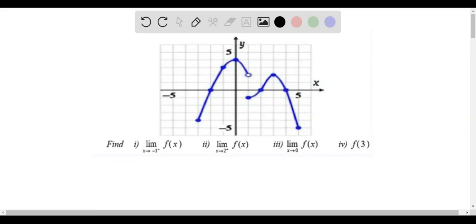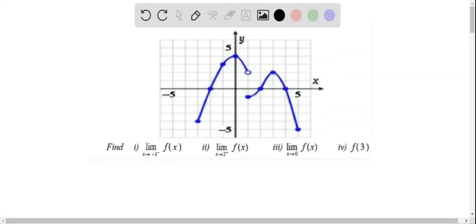Let's evaluate the limits using the graph of the function f of x. So in the first limit, we see that we have to evaluate the limit of f of x when x approaches -1 from the left. So this is x equal to -1. So when x approaches -1 from the left, it looks like it is approaching this value. This is 1, 2, and 3. So it is approaching positive 3.